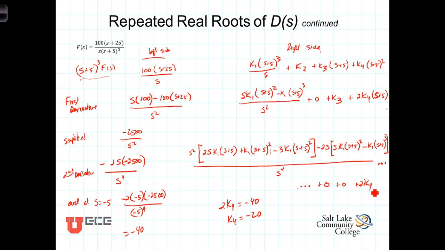So, you evaluate the left-hand side of the second derivative, and we got minus 40. Over here, evaluating all this at s equals minus 5. Note that all of these terms have s plus 5 terms multiplying them, except the term involving k4, which we have 2 times k4 here. So we get 2k4 equals minus 40, or k4 equals minus 20.